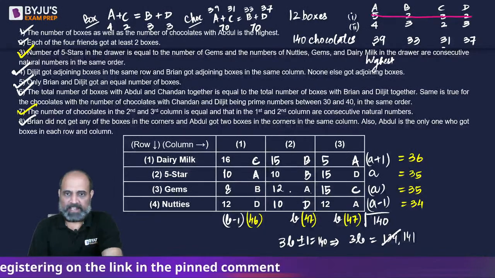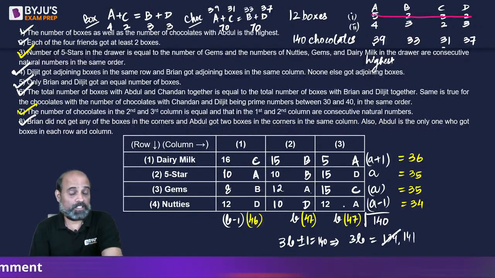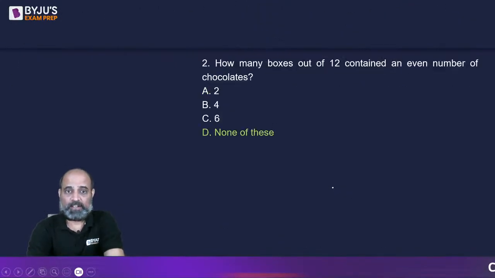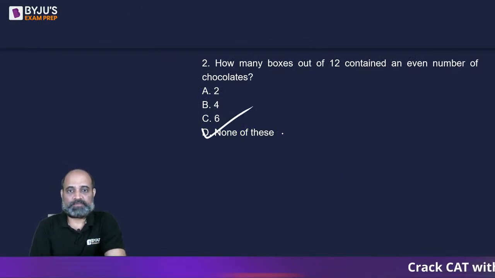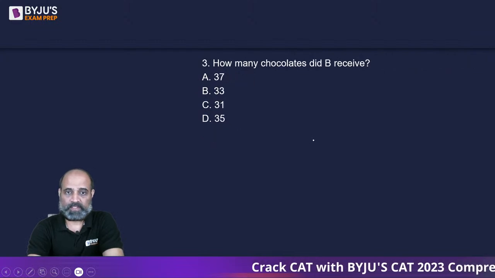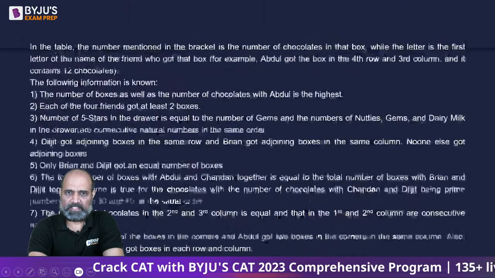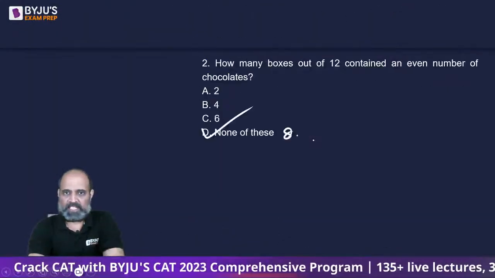Then in the second column 1, 2, 3. So that is 4 plus 3, 7. And then one cell in the third column, which is 8. So there are 8 boxes. Wherever there is an even number of chocolates. So none of these. How many chocolates did B receive? I think B received 33. Was it this? Yeah, B received 33.